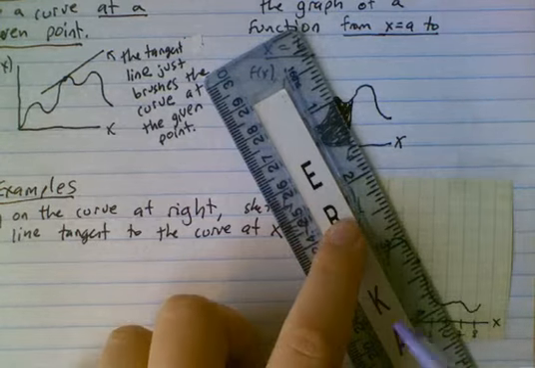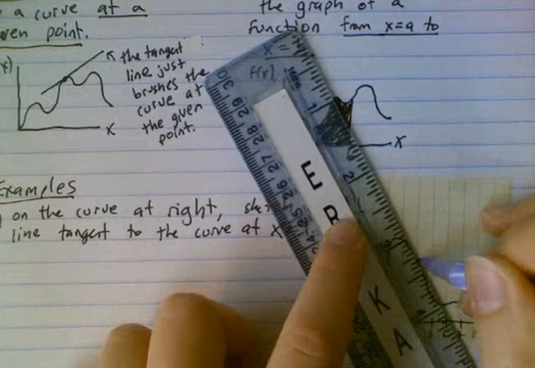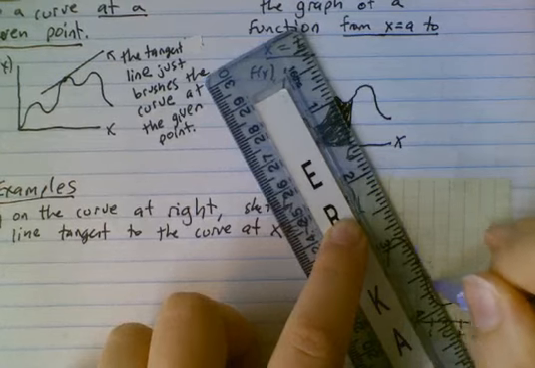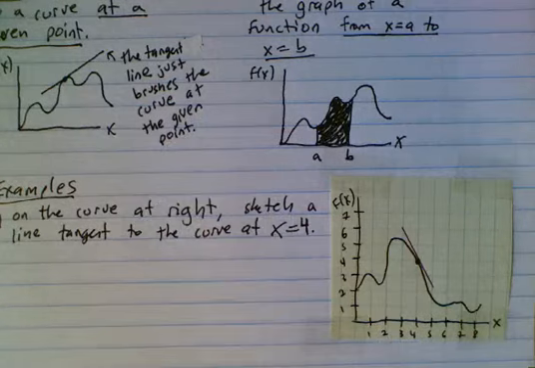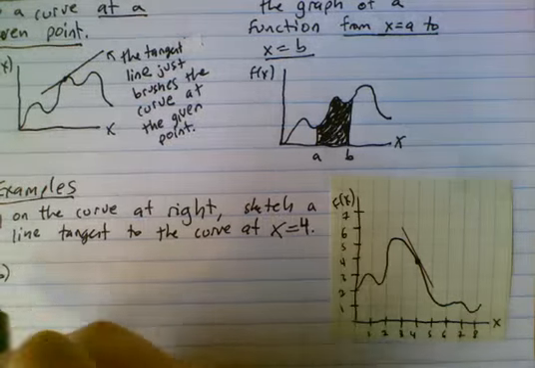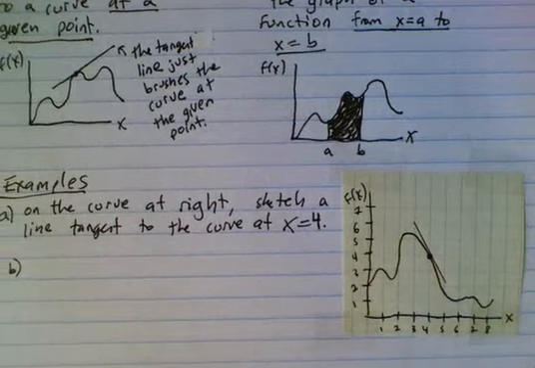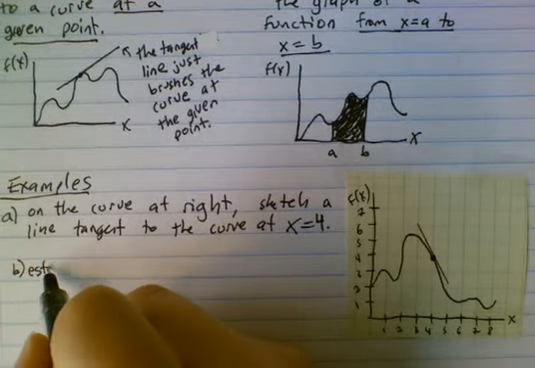This is going to be an estimate, so if it ends up a little bit differently, that's okay. But there we go. I've just sketched a little tangent line right there. Now I want to estimate the slope of the tangent line.